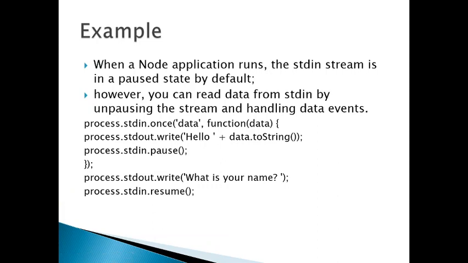Here what we are doing is process.stdin.once. This once is a listener function. We are listening on stdin, and what we are listening for is the data event. If something is written on stdin, this function will be executed once.